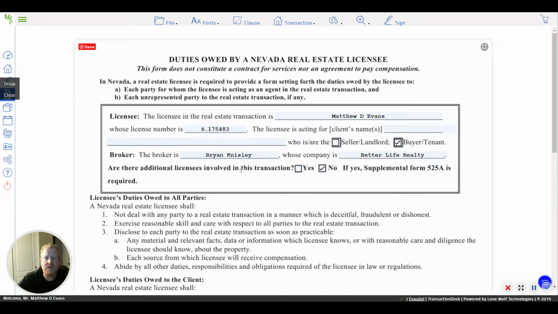Licensee, Matthew Darren Evans, my license number. It'll have your name here, whether you're a buyer or seller. Brian Nisley is my broker at Better Life Realty. At this time, I do not have any other agents working with me. I do work as a solo agent, but I do have a transaction staff that helps me with all my transactions.